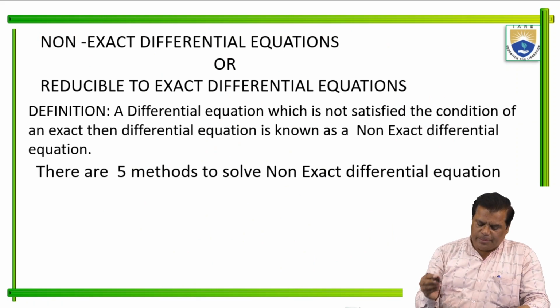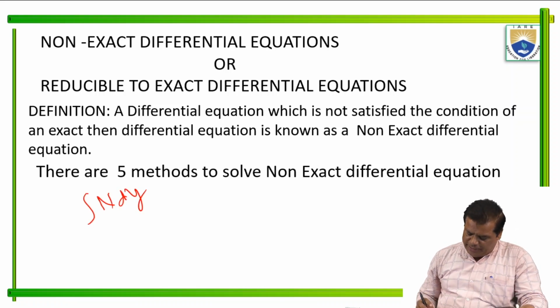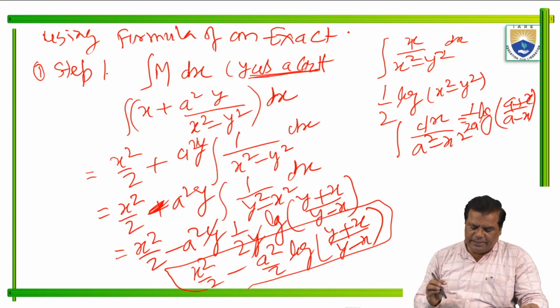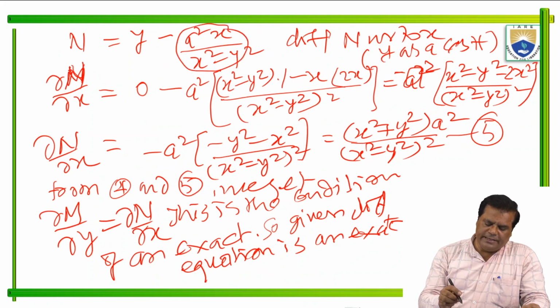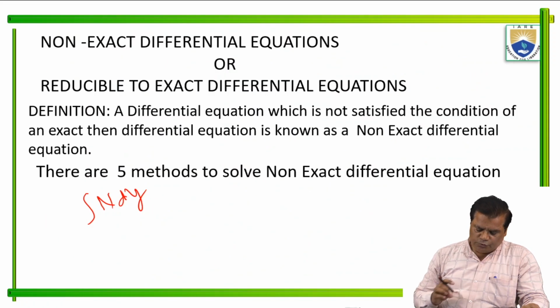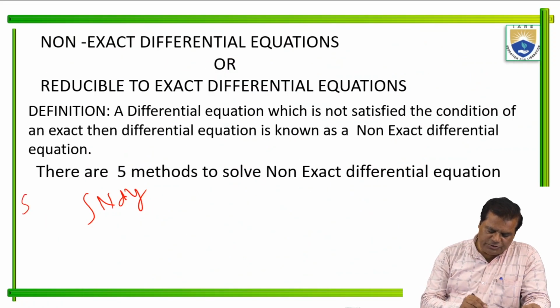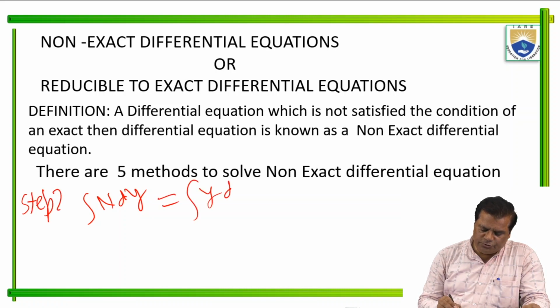Next, n dy. Integrating n dy, which does not contain x. So in this term, what is n? N is the second term, which totally contains x. So for n dy, we take only y. This is step 2. N is only y, so the integral of dy is y square upon 2.